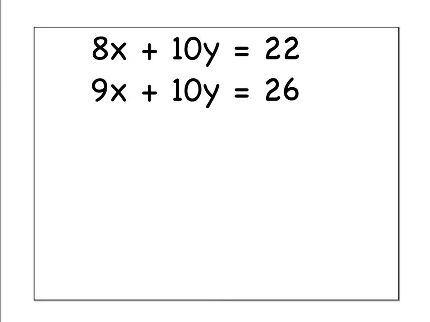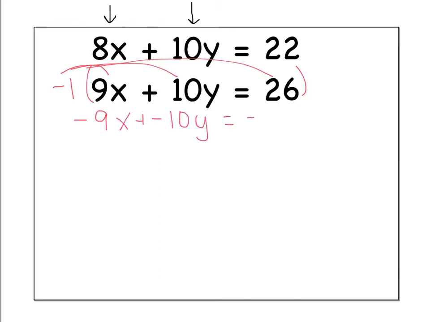When we look at the next problem, we look at our x's and we notice that they are not opposites and they're not even close to opposites. When we look at our y's, we see that we have both 10 y's. So what we can do is, again, choose to multiply one of them by negative 1 to create the opposites, because the opposite of positive 10y would be negative 10y. So I'm going to multiply the bottom by negative 1. So that's going to give me negative 9x plus negative 10y equals negative 26.